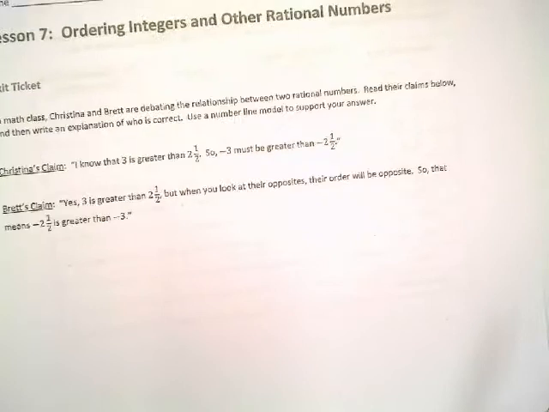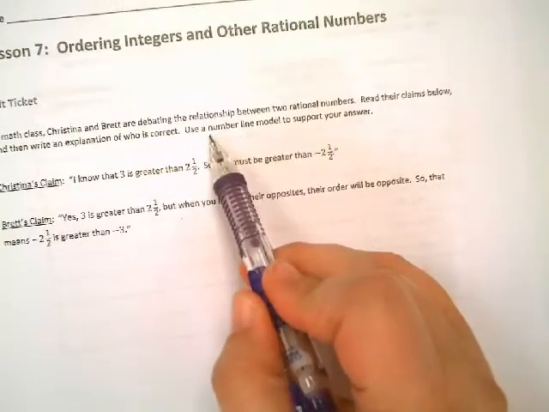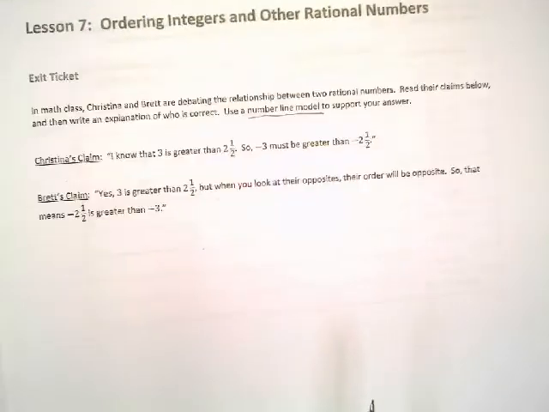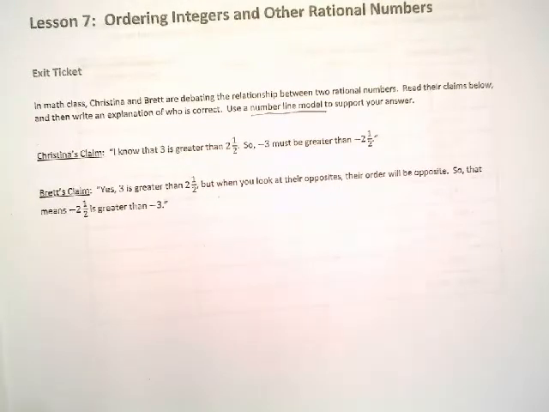Then on the back side is the exit ticket. And I'm going to ask that you make sure that you modeled with a number line, and then make sure that you give an answer to explain. If you have any questions, please ask.